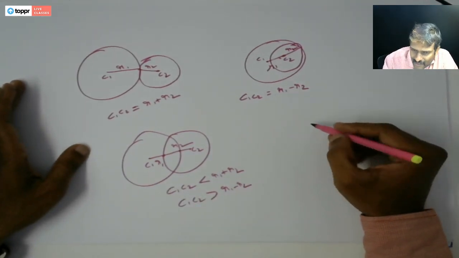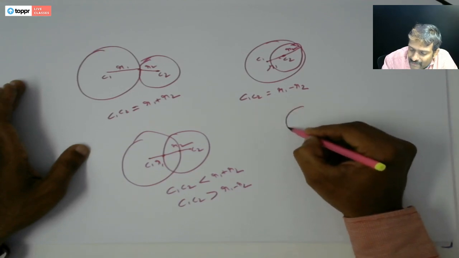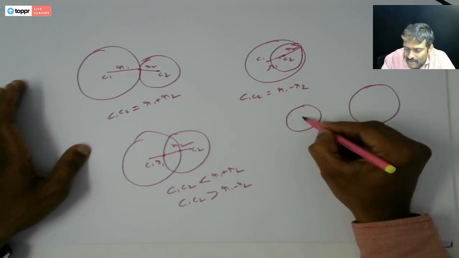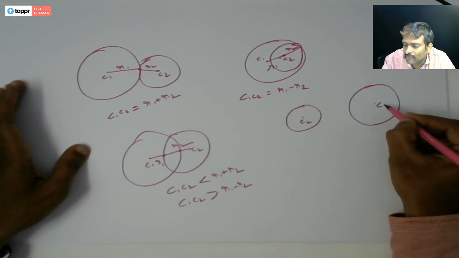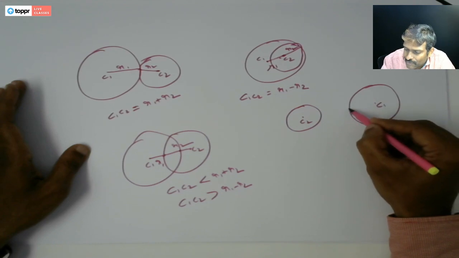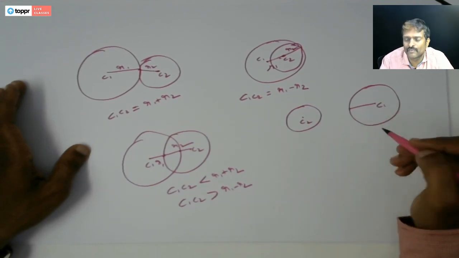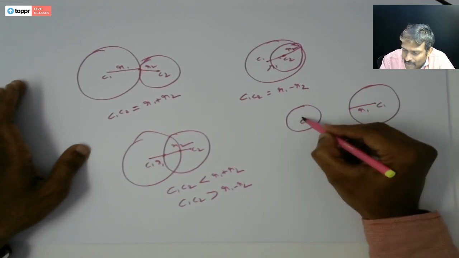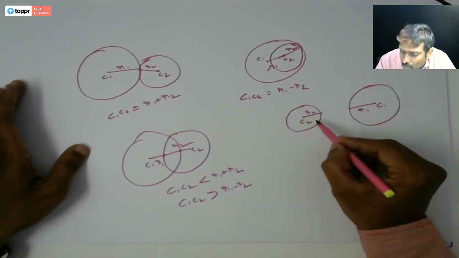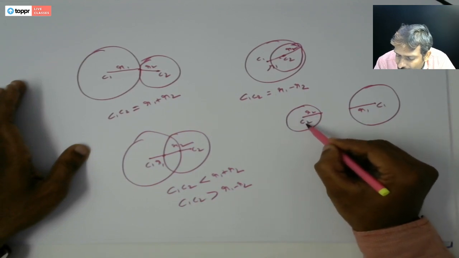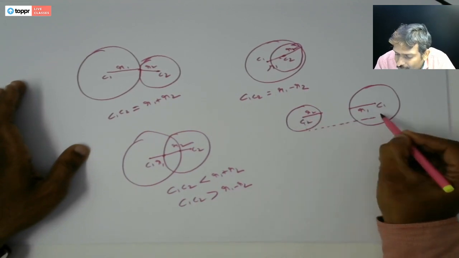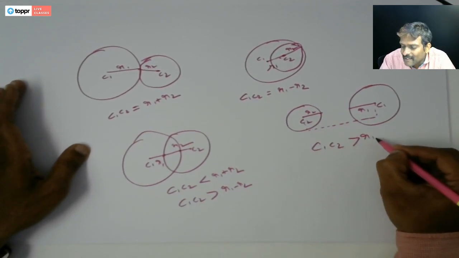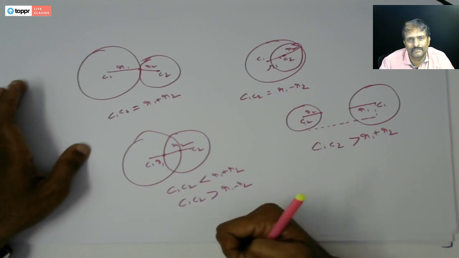And then there is a case where the two circles don't intersect each other. Say these are the two circles which are away from each other. Say this is C2 and this is C1. We are taking the bigger circle always with center 1 and radius 1, so I named them like this. Now this radius is R1 and this radius is R2. Now what is the distance between the centers? C1C2 is greater than R1 plus R2, right?